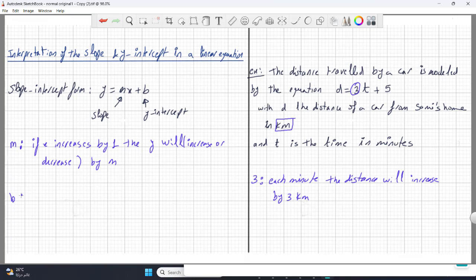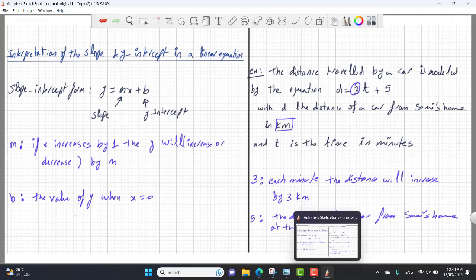Interpretation of b: in any real life situation, b is the value of y when x equals 0. For example, in this exercise, the interpretation of 5 is the distance of the car from Sammy's home at the beginning, I mean when t equals 0, at the beginning, and this will be the interpretation.